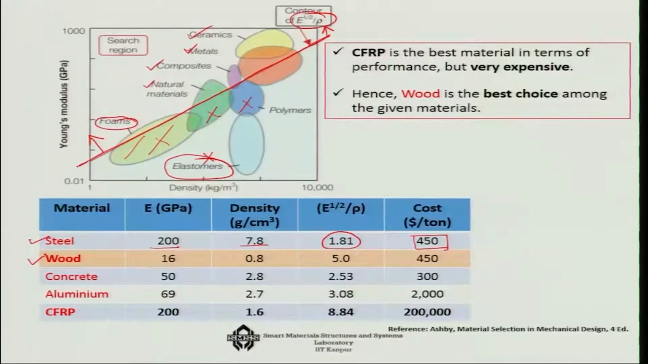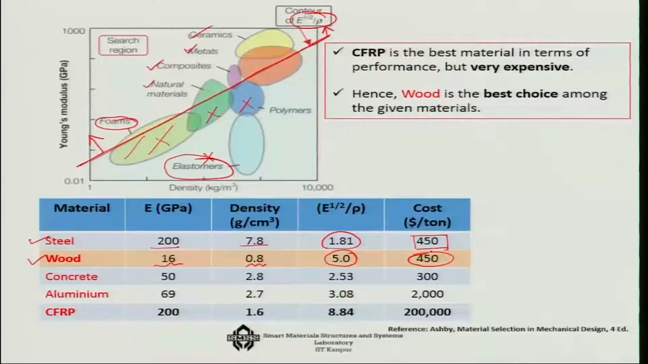Let us look at wood. A kind of reasonable quality of wood, modulus of elasticity is about 16, density is 0.8, that is less than water, it is very light. So, I get a high factor, square root over E by rho is 5. So, it is much higher than steel, and the cost is about 450. No wonder, I can tell you, for many of the traditional applications, even today if you look at the chariots of Jagannath for example, it is made of wood. So, wood no wonder is a very good choice, it is better than steel because it is light, you see, that is why for this application it is good.